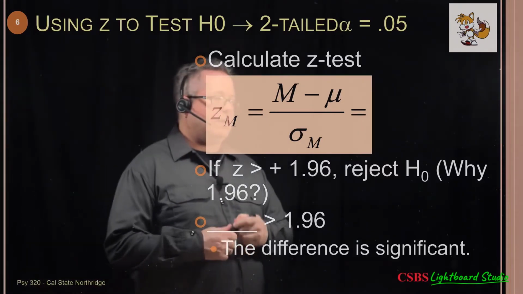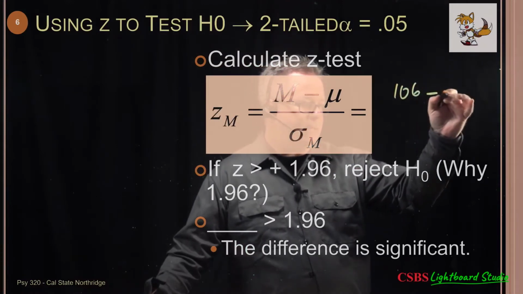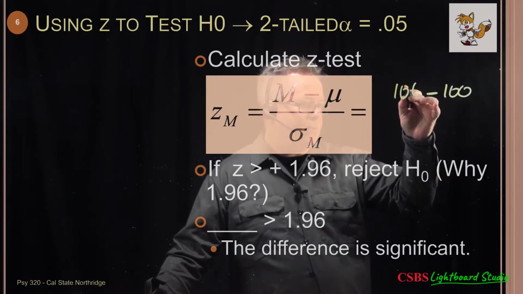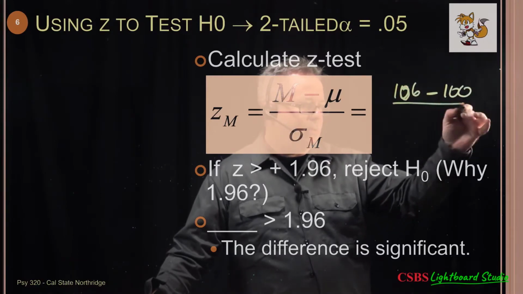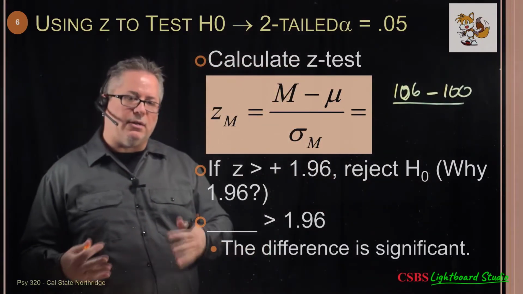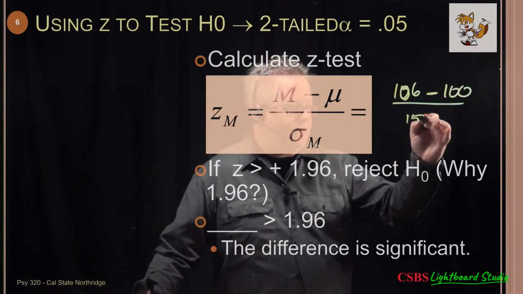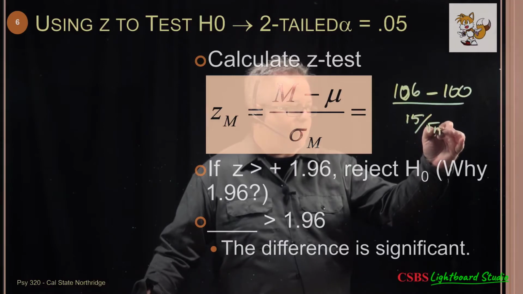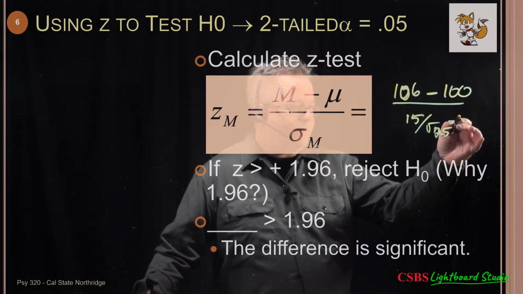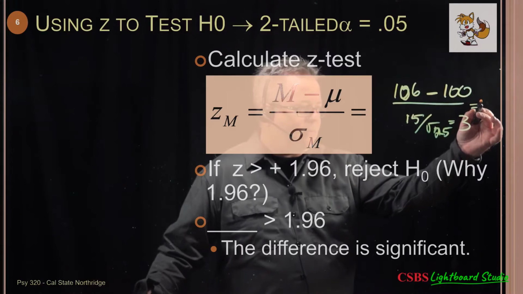Our mean was 106 minus the population mean of 100, over the standard error of the mean. We had figured that out manually as 3, but we can also figure it out by saying 15 divided by the square root of n, or the square root of 25, which equals 3. So 106 minus 100, divided by 3, gives us a z-score of 2.